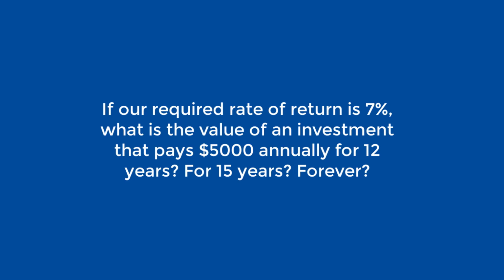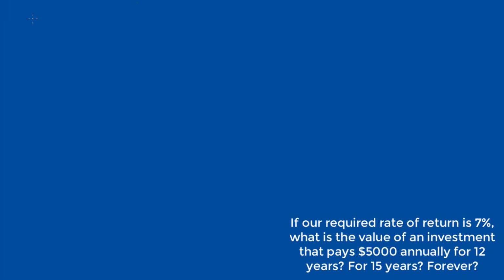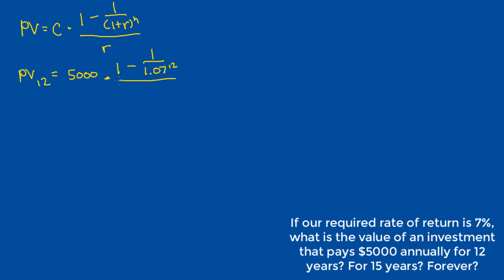There's our answer. If our required rate of return is 7%, what is the value of an investment that pays $5,000 annually for 12 years? For 15 years? Forever? So in this problem, we have to realize that we're dealing with an annuity, and as such, we have to use the present value of annuities formula, which is given to us by C times 1 minus 1 over 1 plus r raised to n, all that divided by r. In our case, we want to find the present value after 12 years. So we would plug in the values of 5,000 times 1 minus 1 over 1.07 raised to 12 over 0.07, and that should give us a value of $39,713.43.